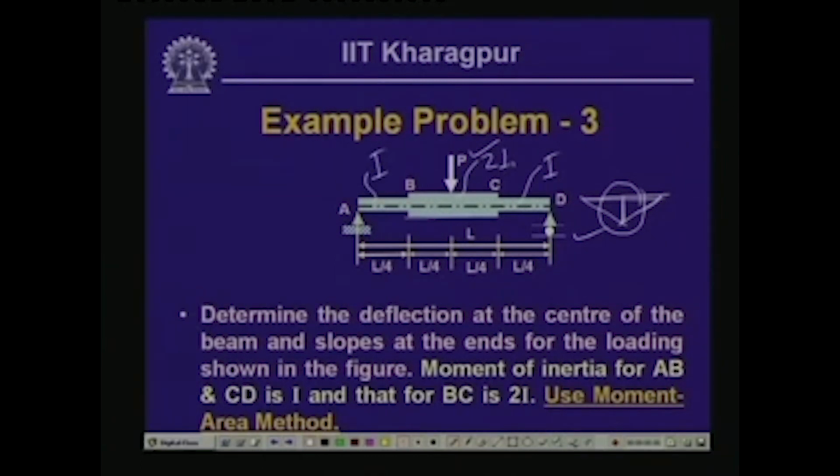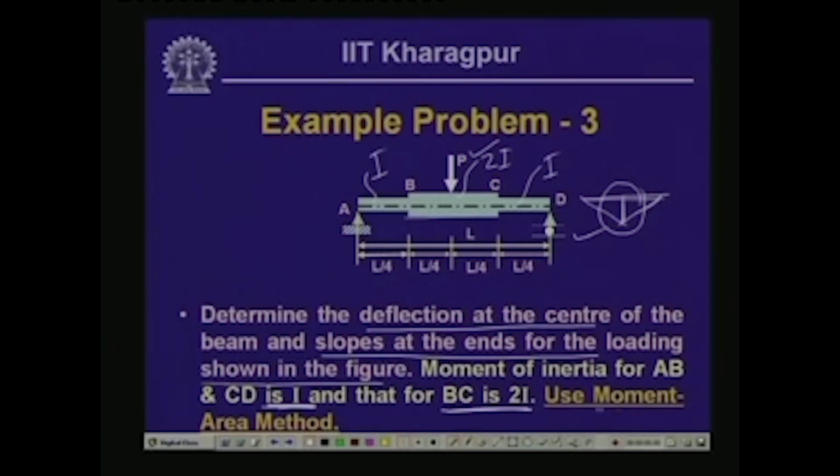is twice I, as it is stated in this particular example: determine the deflection at the center of the beam and slopes at the ends for the loading shown over here, and moment of inertia for AB and CD is I, and for BC is 2I.